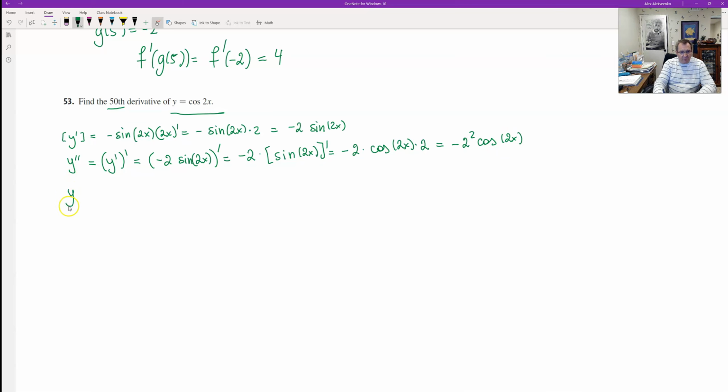Okay, moving on. So let's take another derivative. That would be the third derivative, which is the derivative of the second derivative. And we will write that second derivative, negative 2 squared, multiplied by cosine of 2x, and take a derivative of it. Negative 2 squared is a constant multiple. I can move it outside. And inside I have the derivative of cosine of 2x. Well, we do know what that is.